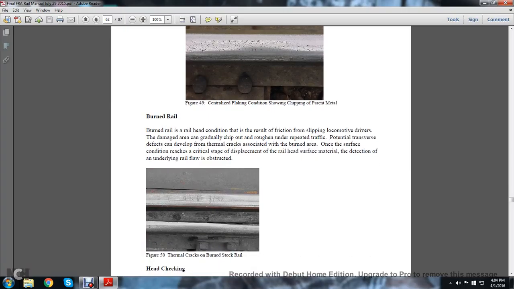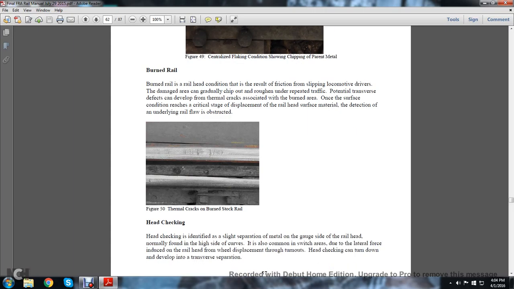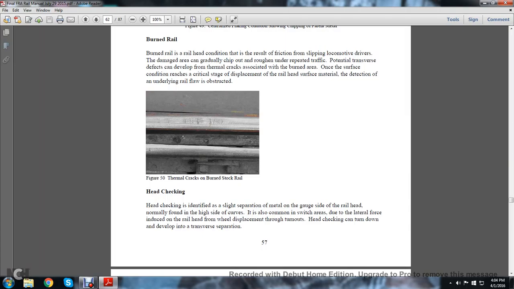The burned rail. A burned rail is a railhead condition that results from friction of slipping locomotive drivers, with the damaged area gradually chipping and roughening under repeated traffic. Potentially, transverse defects develop in the thermal cracks associated with the burned area. Once the surface condition reaches the critical stage of displacement of the railhead surface material, the detection of the underlying rail flaw is obstructed. Figure 50 shows the thermal crack of a burned stock rail.